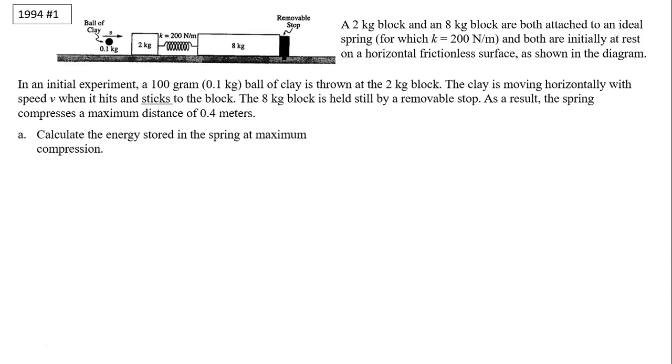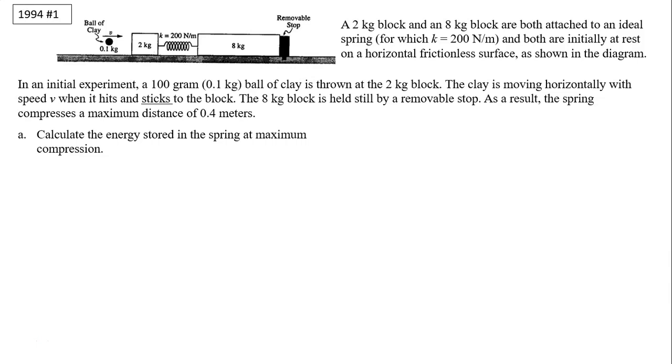In an initial experiment, a 0.1 kilogram ball of clay is thrown at the 2 kilogram block. The clay is moving horizontally with speed v when it hits and sticks to the block. The 8 kilogram block is held still by a removable stop. As a result, the spring compresses a maximum distance of 0.4 meters.